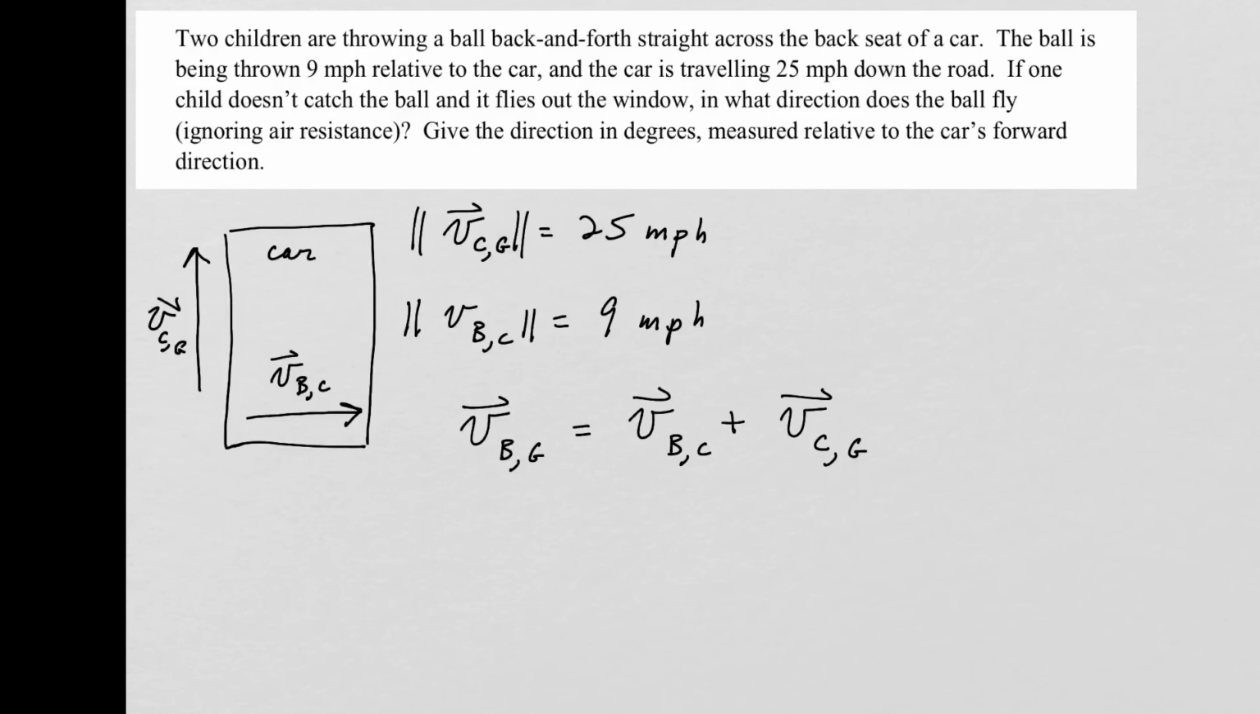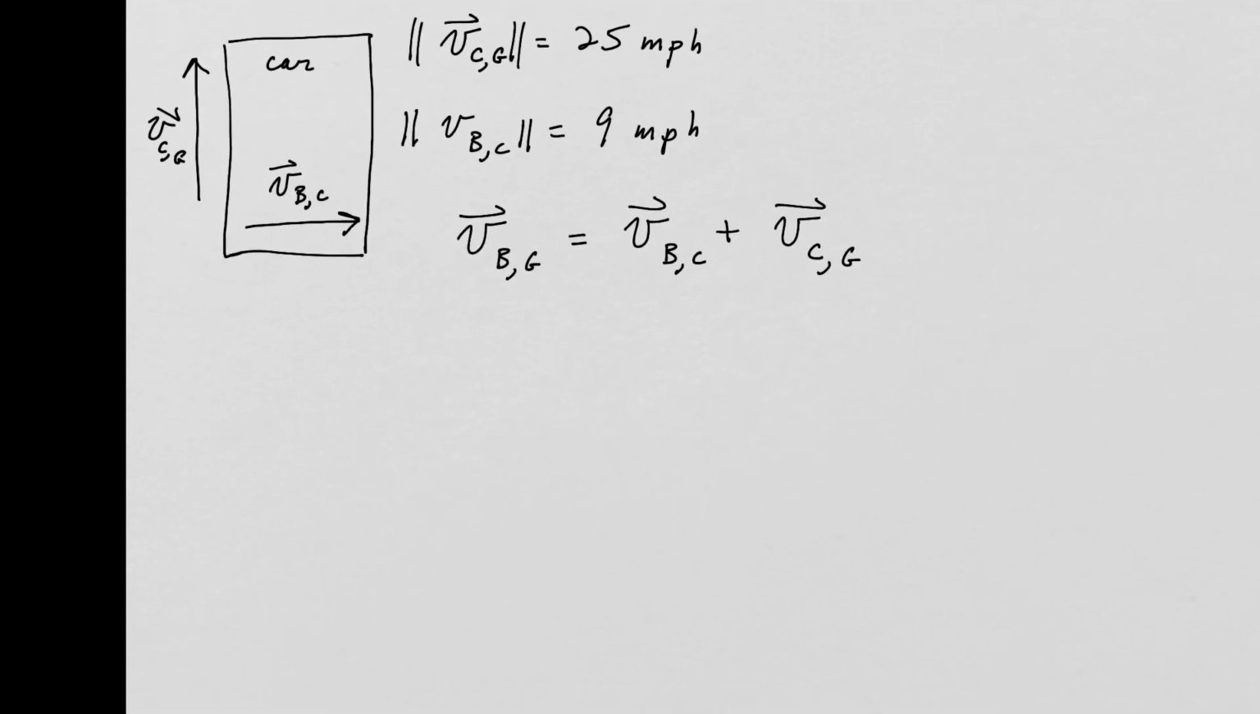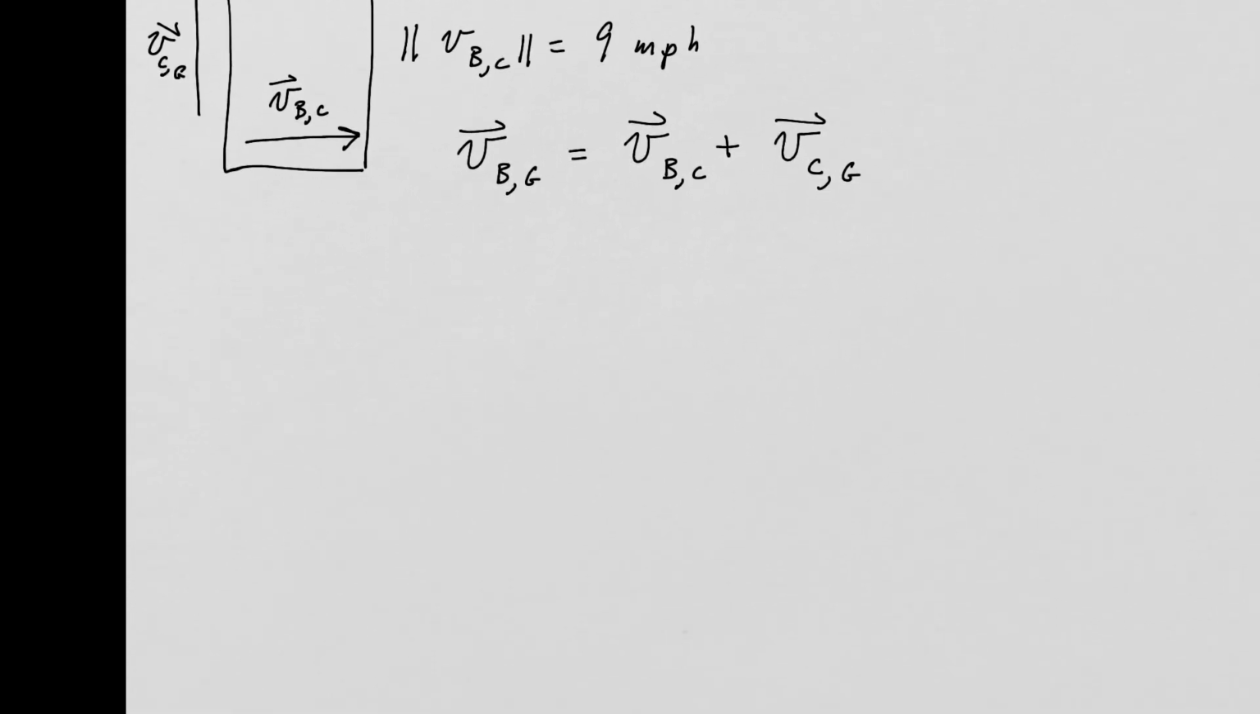Think about, here, I'll draw a picture of how this is going to work out. This is the velocity of the ball relative to the car. The kids are throwing it and they throw it at 9 miles per hour. But then if I want to add that vector to the velocity of the car relative to the ground, I have to do tip to tail. So I put the tail of that vector at the tip of the velocity of the ball relative to the car. So this will be now the velocity. Let me draw that better.